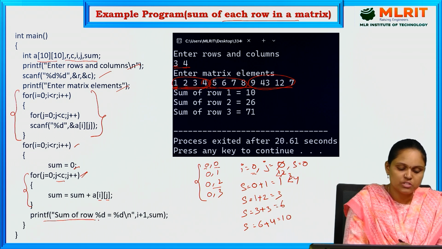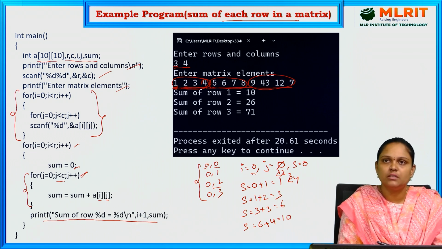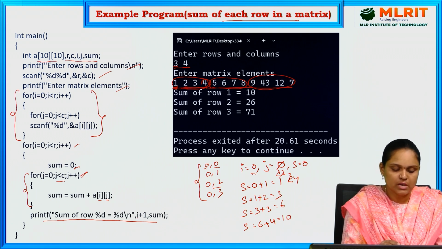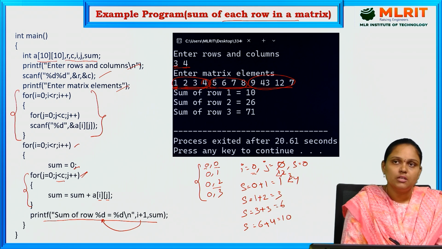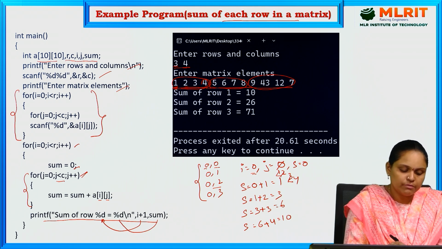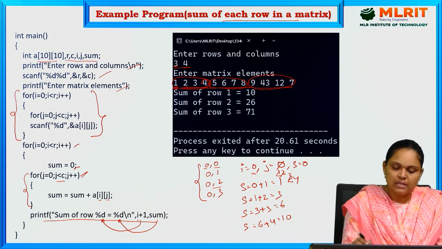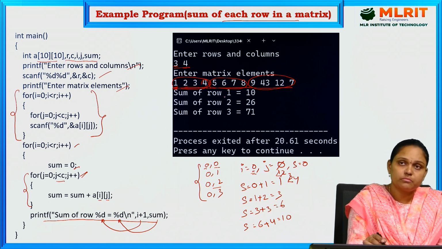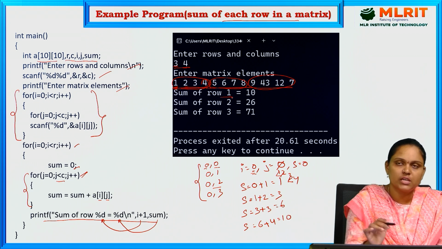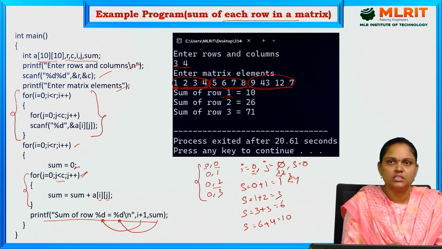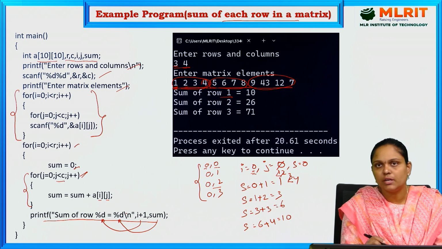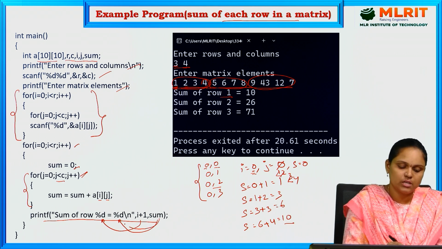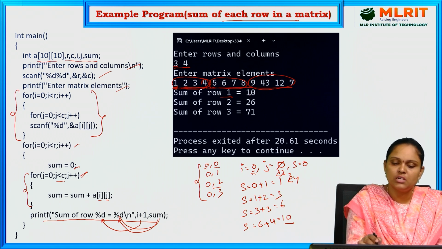By using this printf statement we are printing the sum of elements of the first row. The i plus 1 value will be reflected in this format specifier and the sum value will be reflected in the other format specifier. Here the i value is 0, so 0 plus 1 equals 1. We are counting rows from the number 1, as first row, second row, while the index counting is from 0. And the sum we have got is 10, so the 10 value will be reflected in the second control string place. So the sum of row 1 is equal to 10.